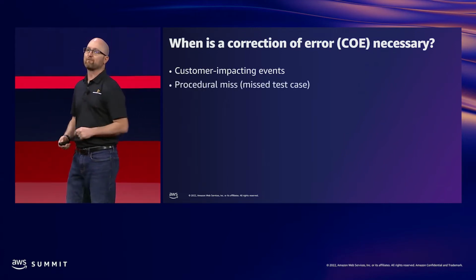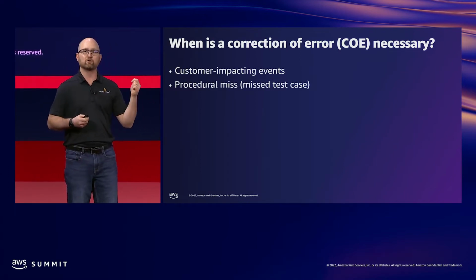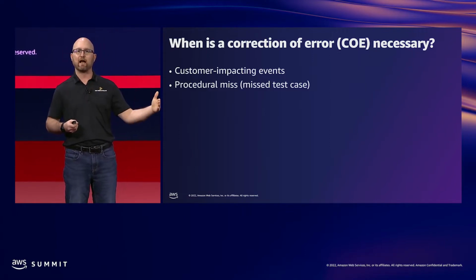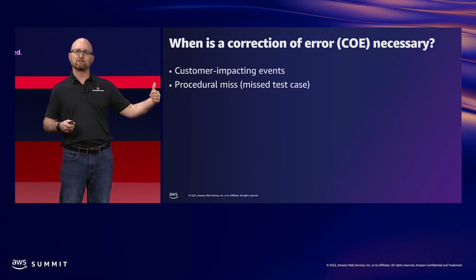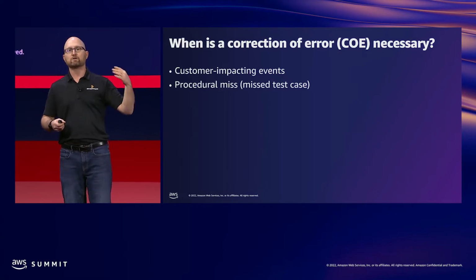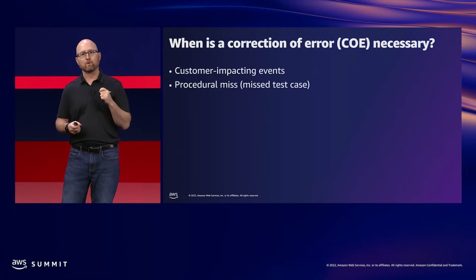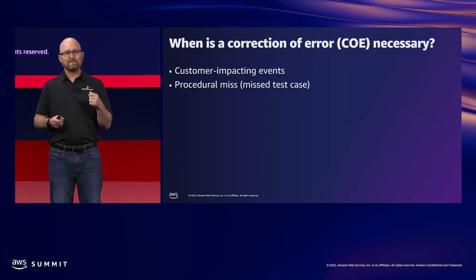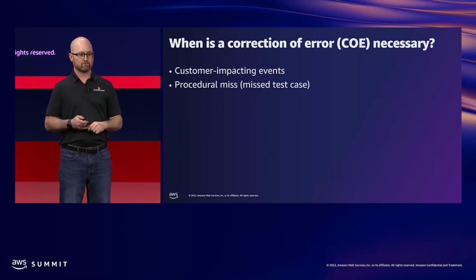But we want to take it a step further, and we want to be proactive as well, right? So we have what we call a procedural, a missed test case. As we have a procedure that happens, we expect that as I go through and perform certain actions, then this other action is going to happen. If it doesn't happen, something went wrong with our procedure. And that's an area we want to learn from. So we want to go back through our correction of error, and we want to try to figure out what went wrong. Why didn't we have the procedure having the steps that we expected?